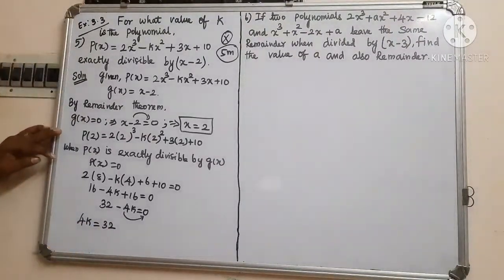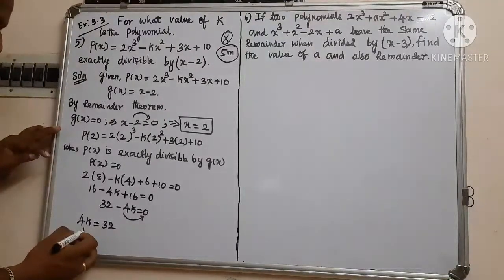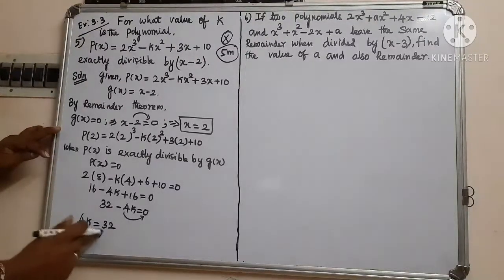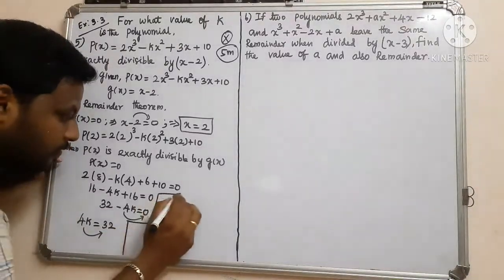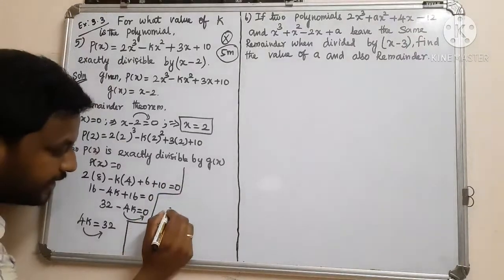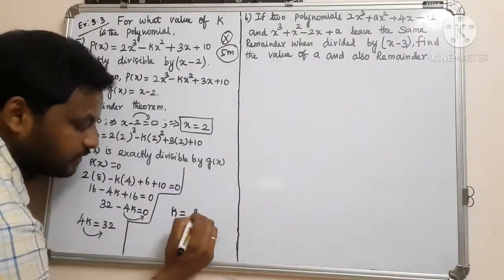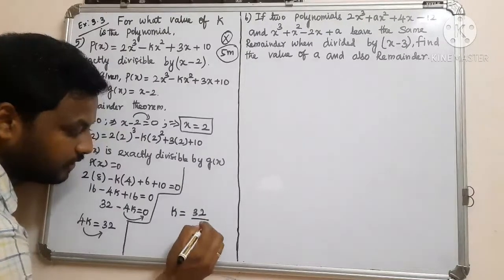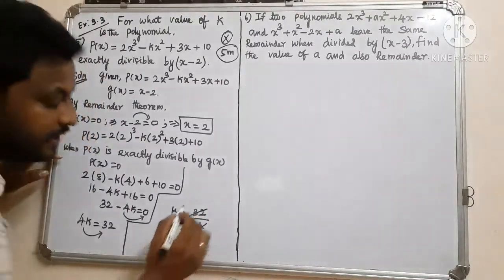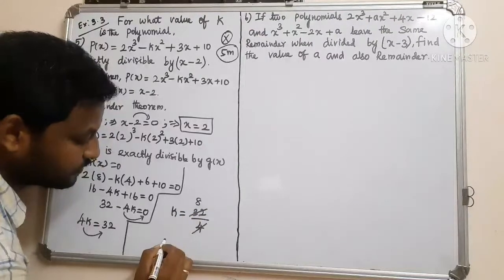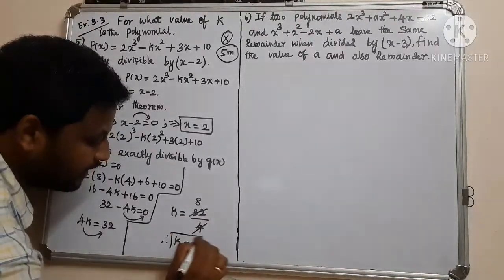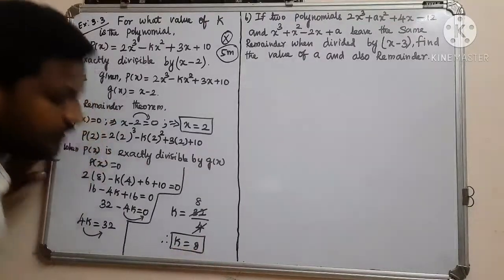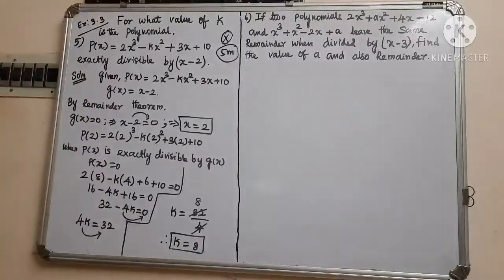Then we have to find out the value of k. So 4 should be changed into divide. So multiply will change into divide. So k is equal to 32 divided by 4. So 1 4s are 4, 8 4s are 32. So therefore k value is equal to 8. Clear? So k value must be equal to 8.